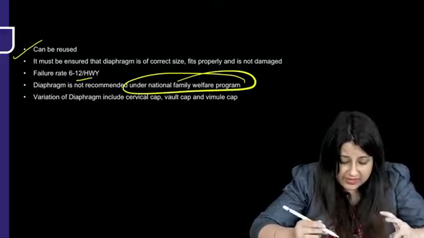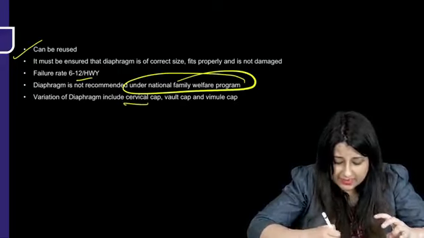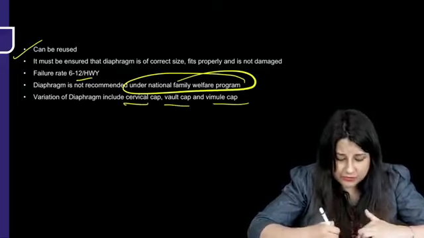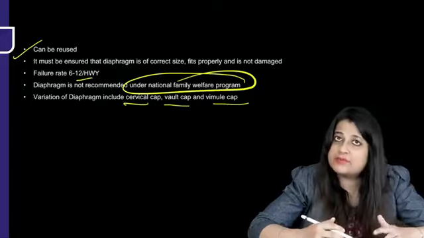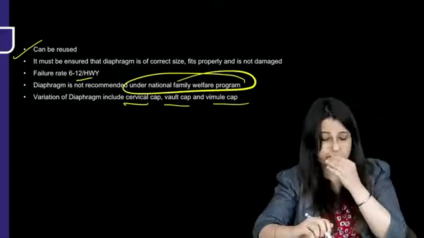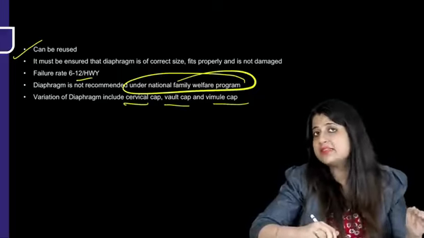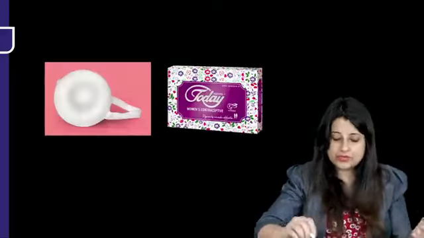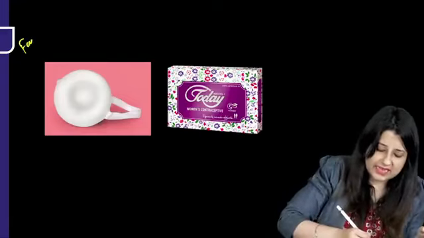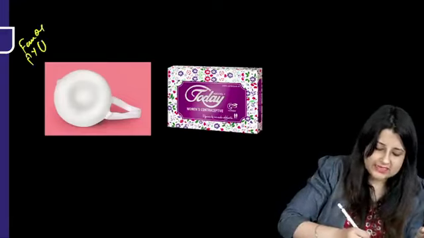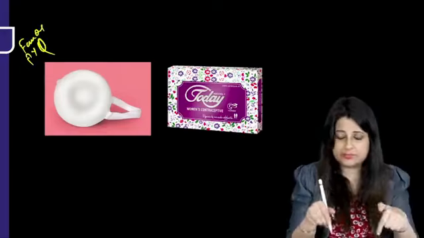Okay? Variations of the diaphragm include cervical cap, vault cap, vimule cap. If you see these names, they are referring to the same thing. Cervical cap, vault cap, vimule cap. Okay, but please remember, the diaphragm also does not protect from STD or HIV. Similar to the diaphragm, this is a very famous PYQ. There is a contraceptive shown. What is this?